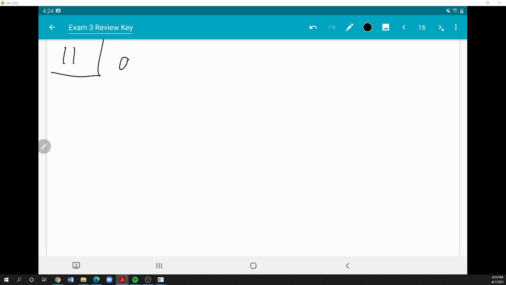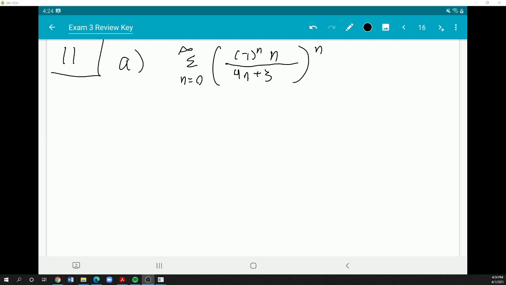So A, we're looking at the sum n equals 0 to infinity of minus 1 to the n times n over 4n plus 3, to the n. And so now we take a limit, or not a limit, not yet. What do we need to do? This looks like a prime candidate for a power, what is it, root test, a root test. So we use the root test.